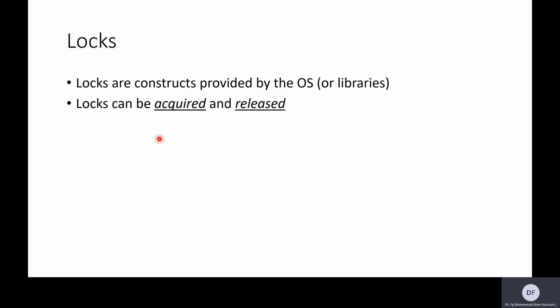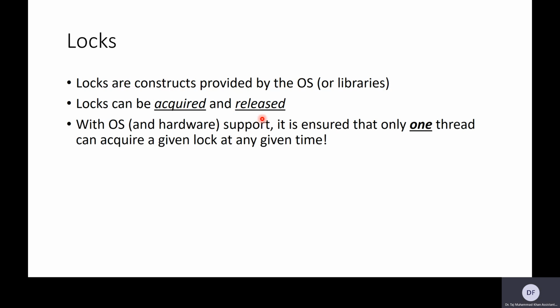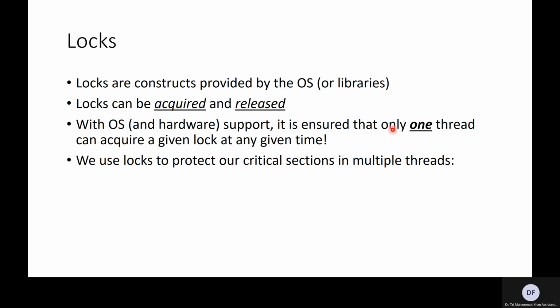So only one thread can acquire a lock. The implementation of the locks by the operating system guarantees us this, and we'll see later how it is implemented. But for the moment, we'll first study how to use locks to achieve mutual exclusion, and then in the later part of the chapter, we'll see how locks are implemented by the operating system. Locks basically have two operations defined: acquire a lock and release a lock. Again, only one thread can have a lock at any given time. So we will use locks to protect our critical sections in multiple threads.